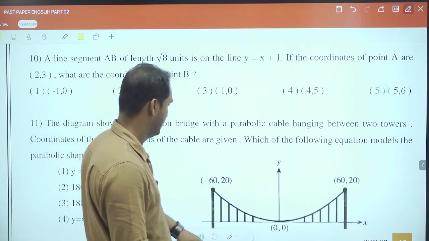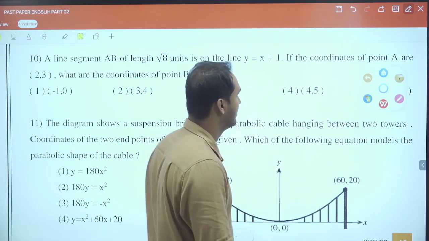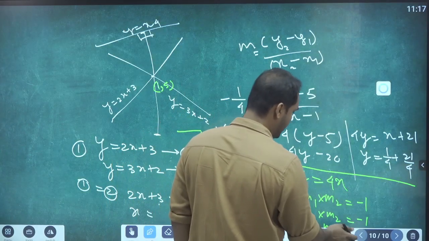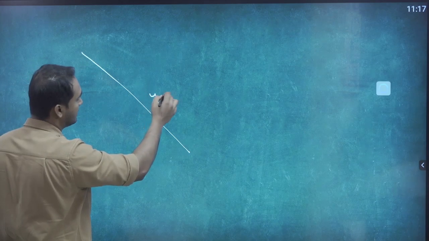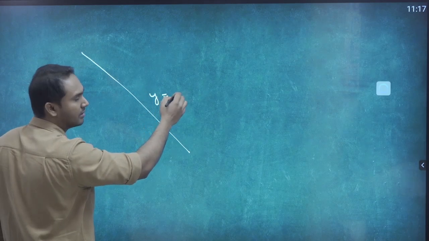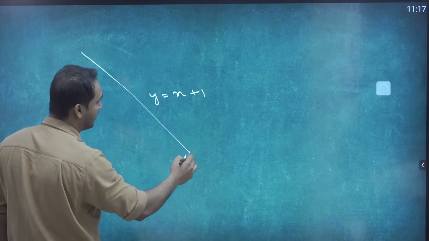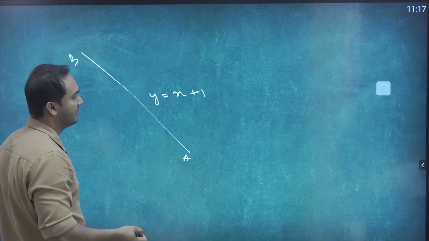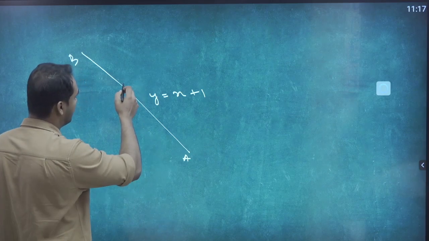There is a line y equals x plus 1, and the segment is on that line. The root 8 is on top of that. So there is a line like this with the intercept, which is y equals x plus 1. On this line, let's take this as A and this as B. There's a segment on this line whose length is root 8, and let's say now it's here.